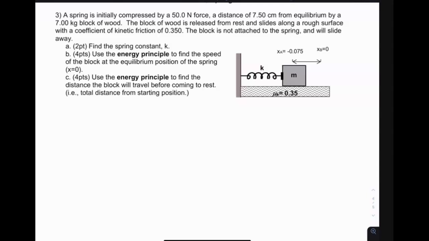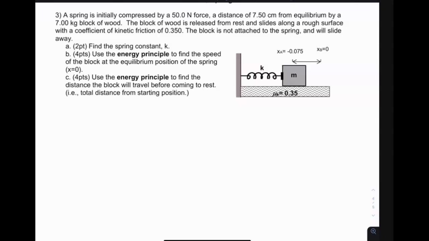This is question 3 from exam 3. A spring is initially compressed by a 50.0 Newton force, a distance of 7.50 centimeters, from equilibrium by a 7.00 kilogram block of wood. The block of wood is released from rest and slides along a rough surface with a coefficient of kinetic friction of 0.350. The block is not attached to the spring and will slide away.